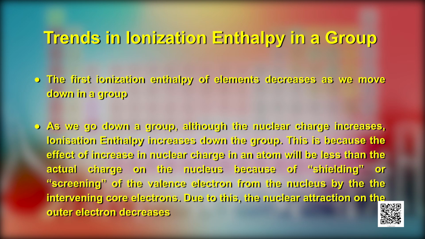This is because the effect of increasing nuclear charge of electron in an atom will be less than the actual charge on the nucleus due to shielding or screening of the valence electrons from the nucleus by the intervening core electrons. Due to this, the nuclear attraction on the outer electron decreases. Thus, it becomes easier to remove the electron. Hence, ionization enthalpy decreases down the group. Students, so now we can visualize that elements which lie on left side of the periodic table have high tendency to lose electrons.